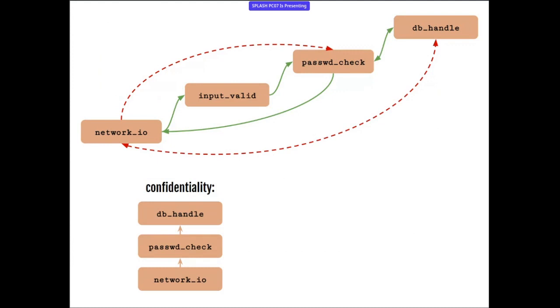And to begin to think about how you'd specify this in a classical IFC system, one of the first things that the system is going to give you is this lattice for confidentiality. It's going to say, okay, the bottom of this lattice is low confidentiality, and the top of this lattice is high confidentiality.